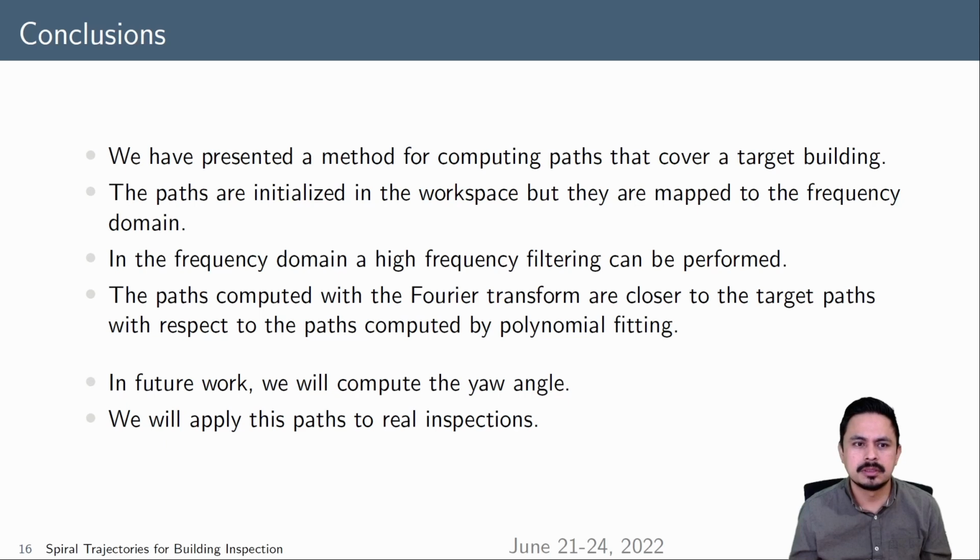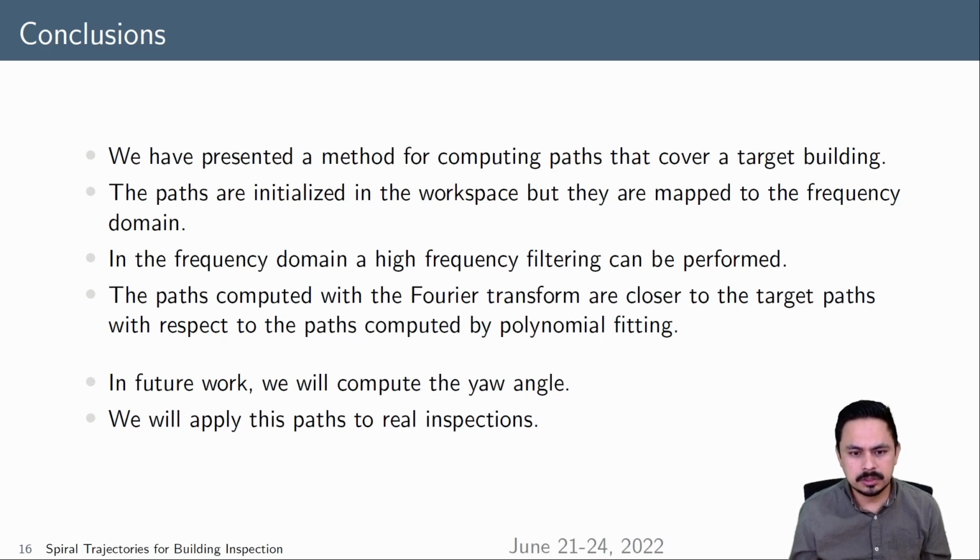So in conclusion, we have presented a method for computing paths that cover the target building, and these paths are initialized in the workspace, but they are mapped to the frequency domain by using the Fourier transform. The idea is that we can select some frequencies in order to smooth the trajectory. According to our experiments, the paths computed with the Fourier transform are closer to the target paths with respect to the paths computed by polynomial fitting.